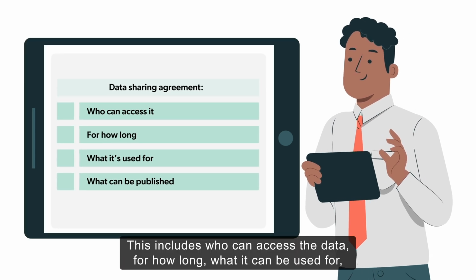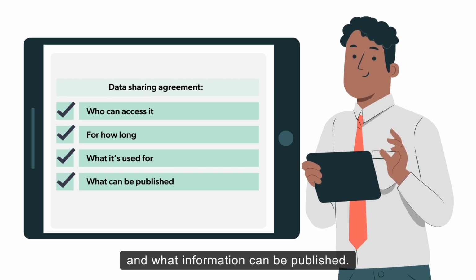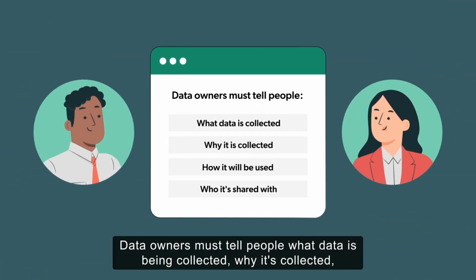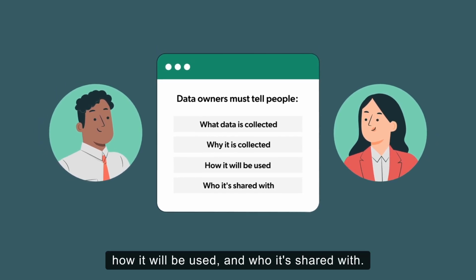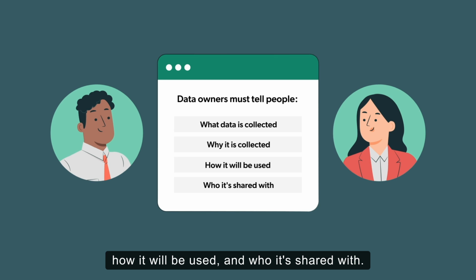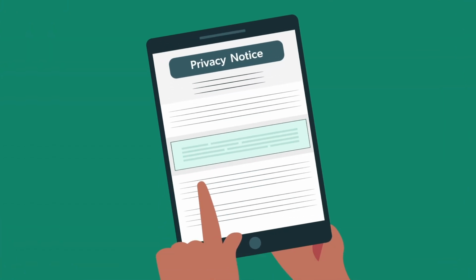This includes who can access the data, for how long, what it can be used for, and what information can be published. Data owners must tell people what data is being collected, why it's collected, how it will be used, and who it's shared with. Often this is set out in a privacy notice.